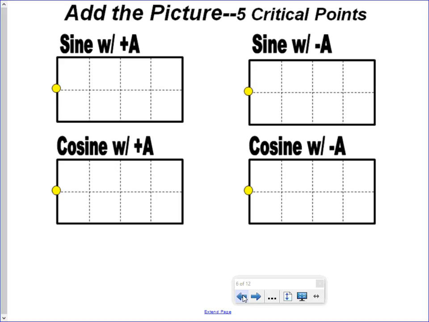Okay. Next one says construct the frame, starting at the starting point. Use the amplitude to determine the top and the bottom. So you'll just add the amplitude and subtract the amplitude from the y value of your starting point. Use the period to determine the length. So you'll add that on to the x coordinate of your starting point. And then we'll plot the 5 critical points and label them and sketch our graph.